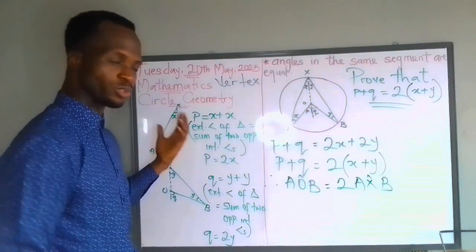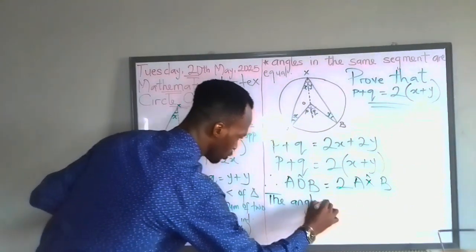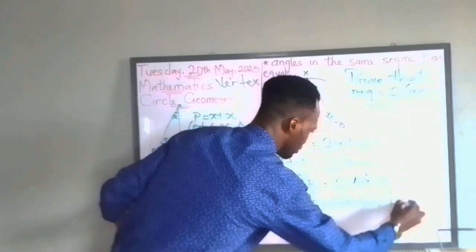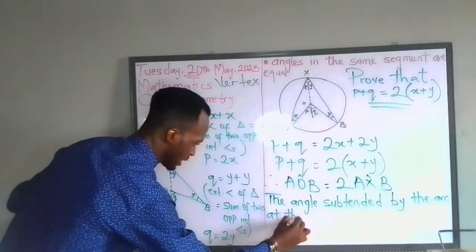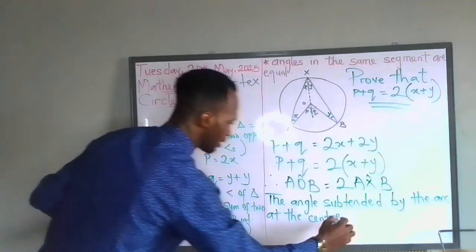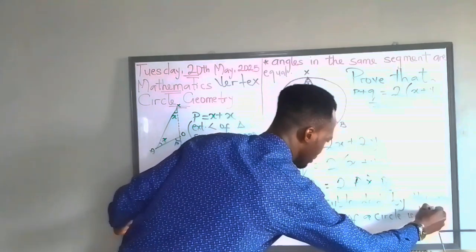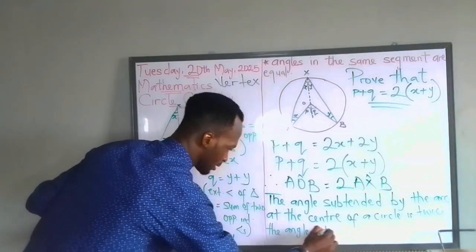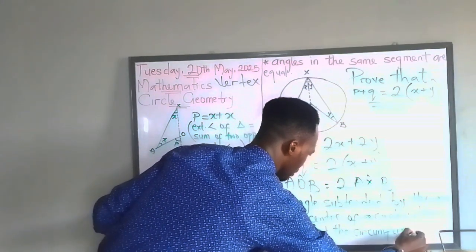So, how do we write this in words? I wrote it earlier: the angle subtended by an arc at the center of a circle is twice the angle at the circumference. Twice the angle at the circumference.